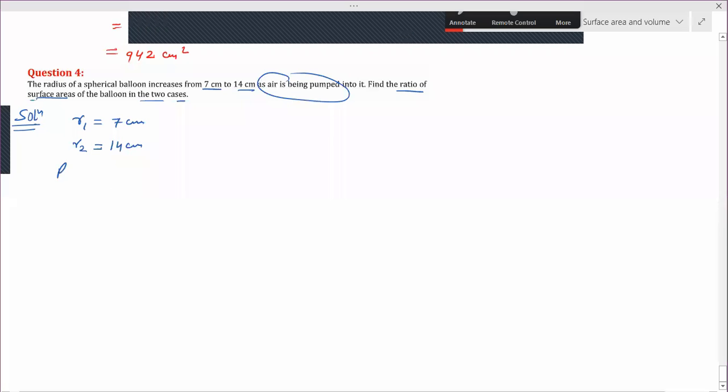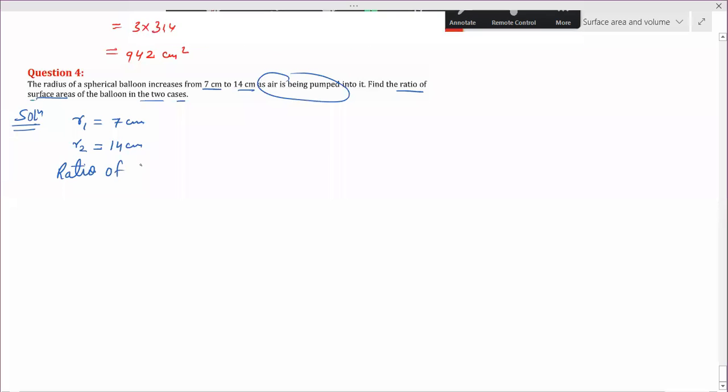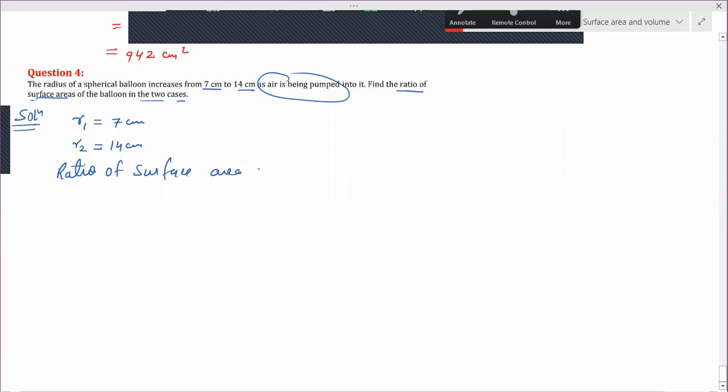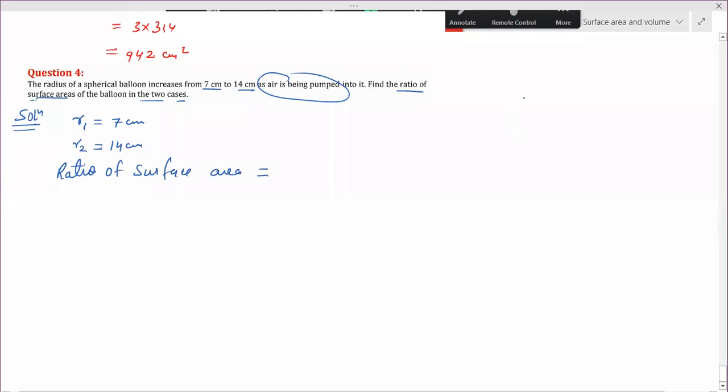So we can write here a ratio of surface area is equal to, in the beginning, that means when the radius of the balloon was 7 centimeter, r1.